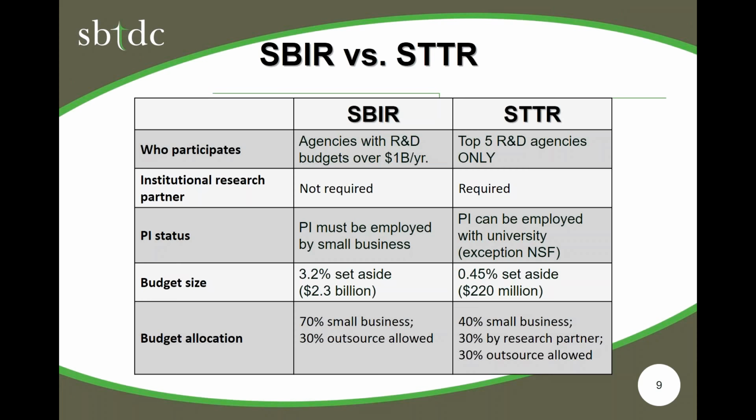Budget, 3.2% of those 11 agencies are required to be set aside, and that equates to $2.3 billion. STTR, about 0.5%, equates to $220 million. Okay, and then let's talk about budget allocation. Okay. In an SBIR, the small business who's awarded the funds must expend at least 70% of the awarded funds. Up to 30% can be outsourced or spent or expensed to another party.